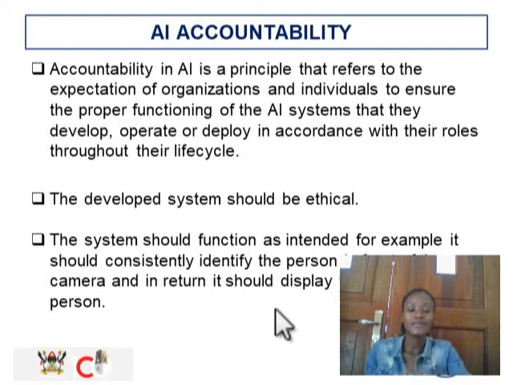For example, if it's capturing a student, it should recognize that very person as he or she is. It shouldn't recognize them as something else, maybe an animal like a cow. The system should function as intended.